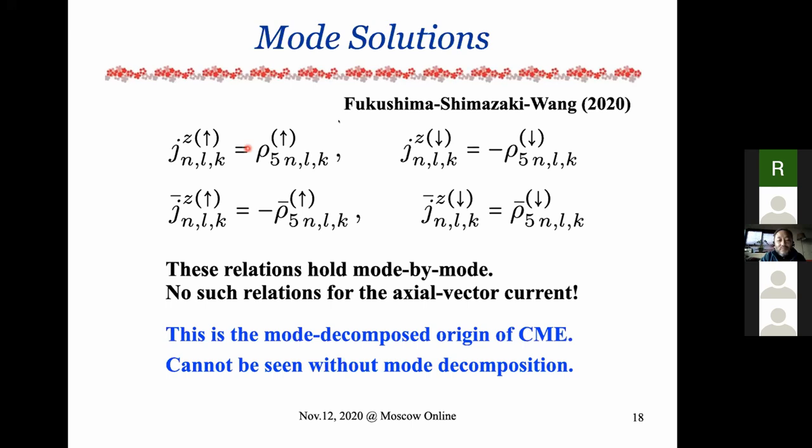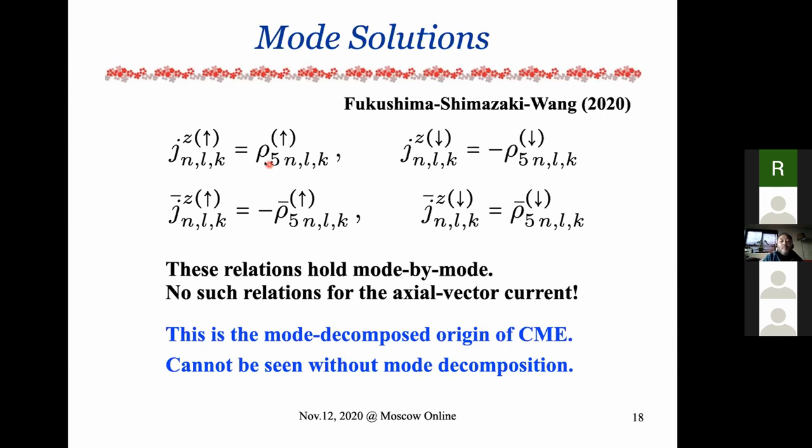this is a really nice proportionality relation between the vector current and axial density. This kind of relation is really surprising because what we know from the chiral magnetic effect is that the vector current is proportional to the axial chemical potential mu 5, not the density. But in this case, if you do the mode decomposition, you can see the direct proportionality between the current and the density. And this comes from the low dimensionality nature. If you see the low dimension theory like 1+1 dimension, then you can see this kind of correspondence. So by doing the mode decomposition, you can effectively have the dimension reduction to see this beautiful relation.